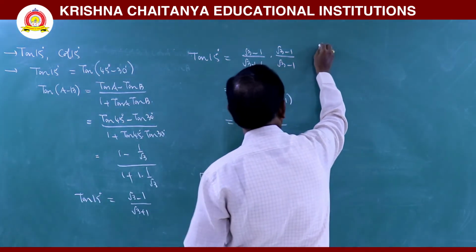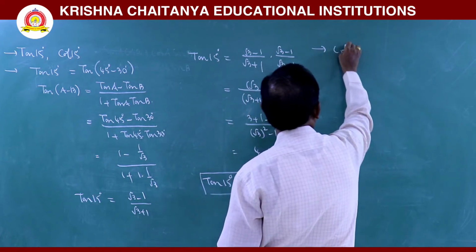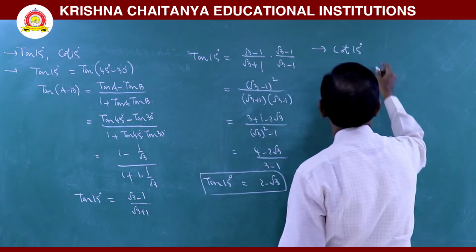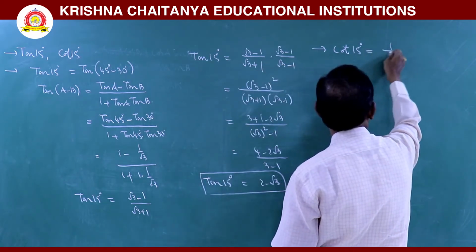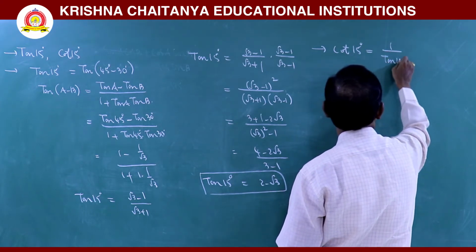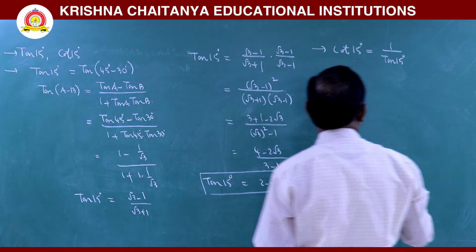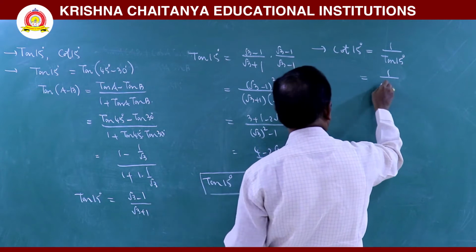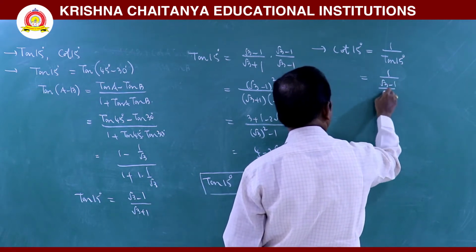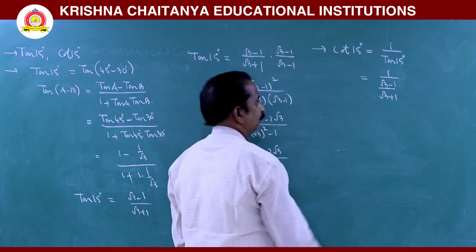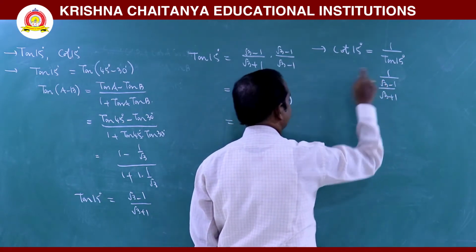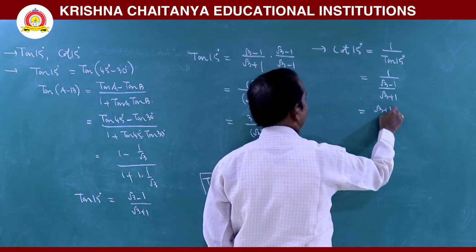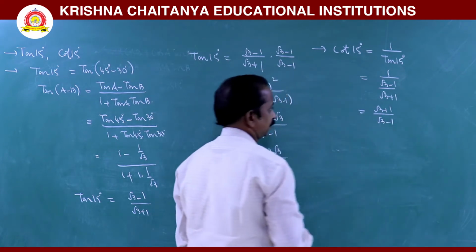Next, we can find another value, cot 15 degrees. In a similar manner, cot 15 we can write as 1 by tan 15, because they are reciprocals. So what is tan 15? 1 by tan 15 is 1 by root 3 minus 1 by root 3 plus 1. 1 by a by b we can write as b by a. So therefore, root 3 plus 1 divided by root 3 minus 1.